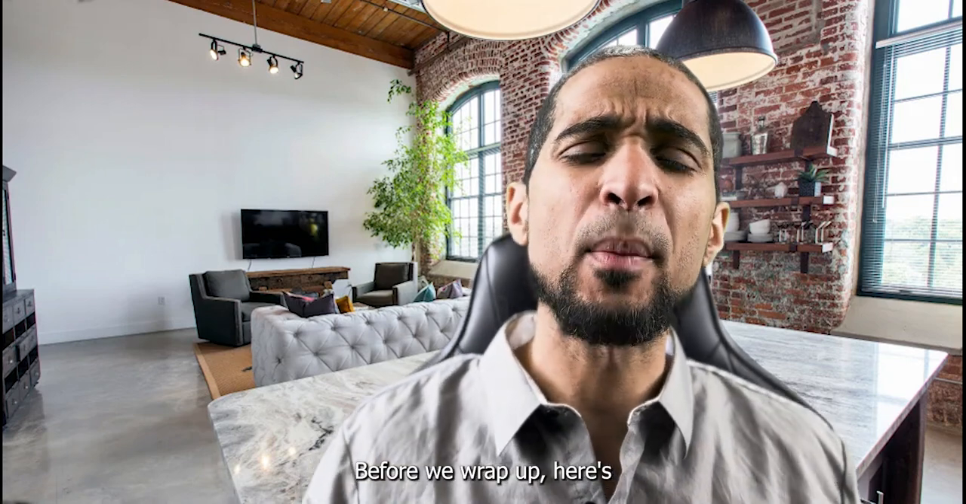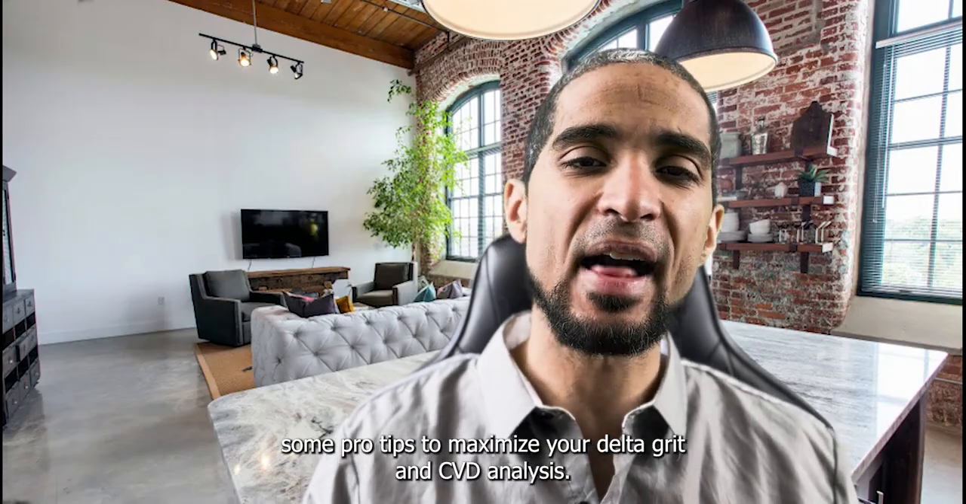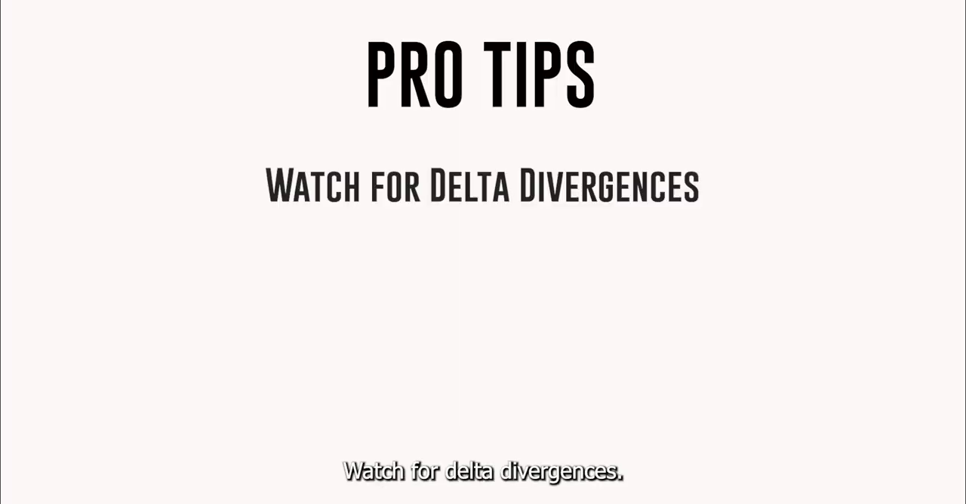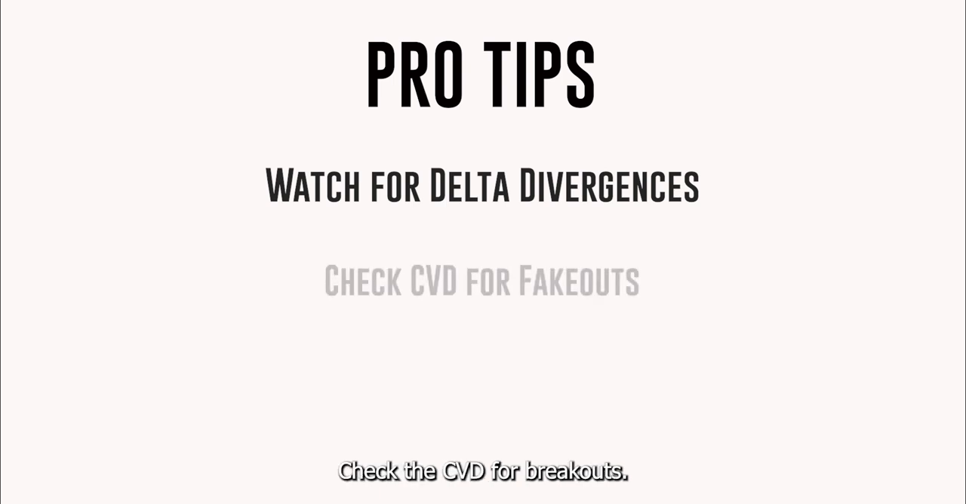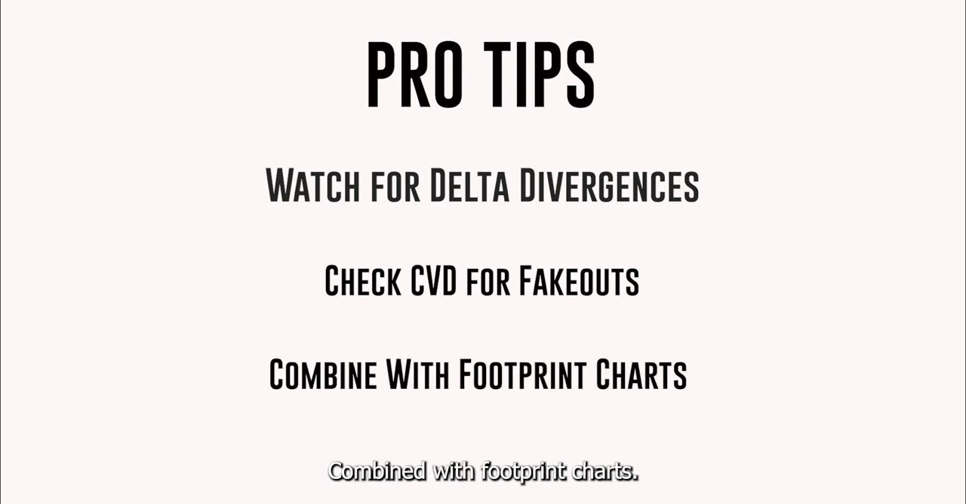All right, before we wrap up, here's some pro tips to maximize your delta grid and CVD analysis. Watch for delta divergences. Price and delta must agree for strong moves. Check the CVD for fakeouts. If price moves, but CVD doesn't, be cautious. Combine with footprint charts. Confirm smart money before entering trades.